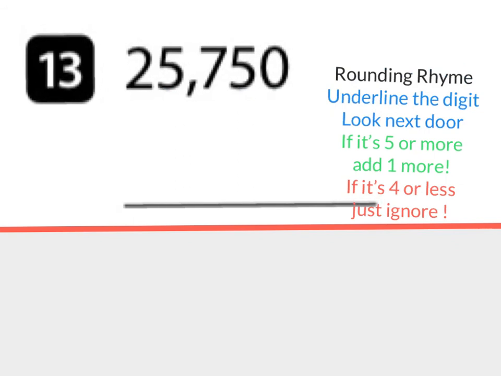25,750 rounded to the nearest thousands place. So underline the thousands place, circle the digit to the right. The circled digit is 5 or more, so we add one more to the underlined digit. That will change to a 6.